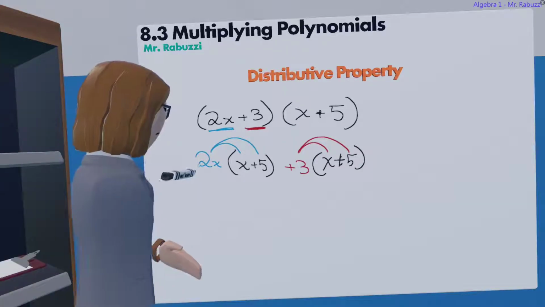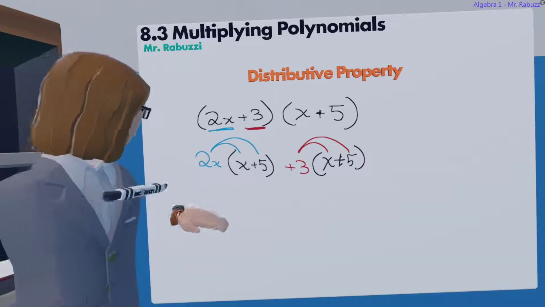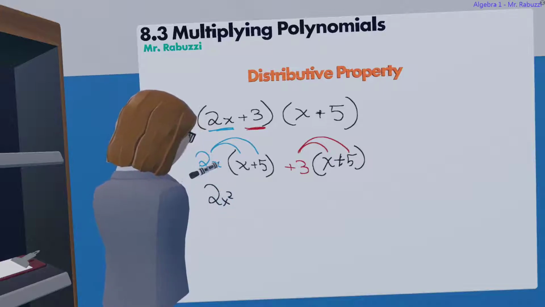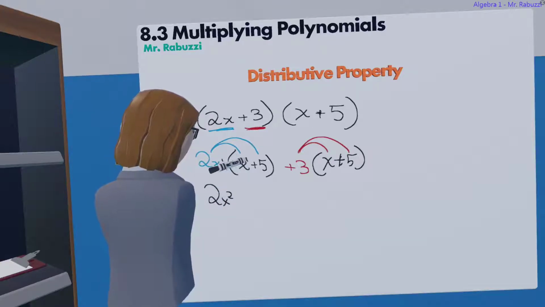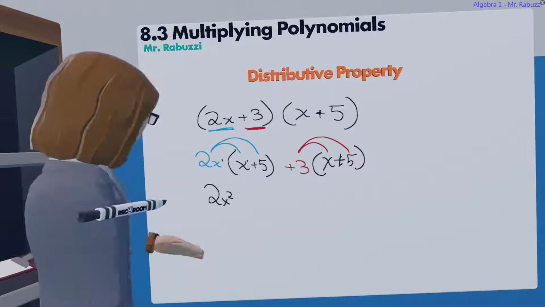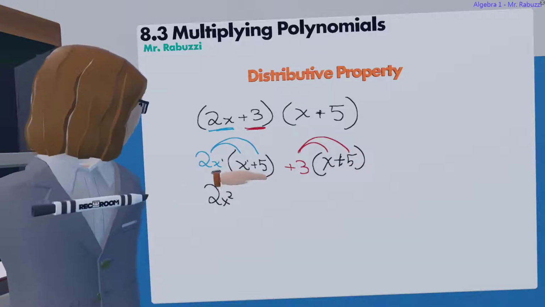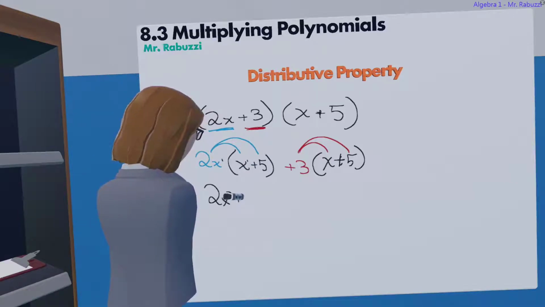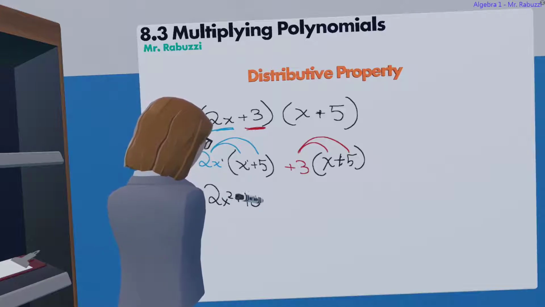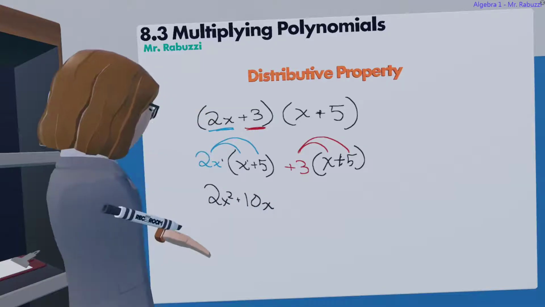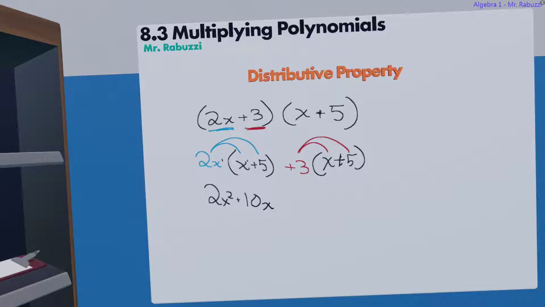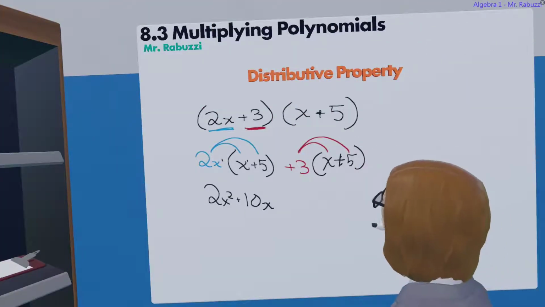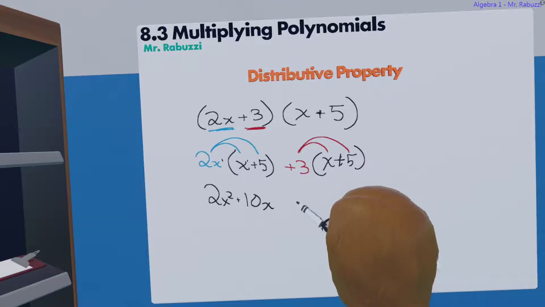Let's start on here. 2x times x, 2x squared, right? Because there's an invisible 1, invisible 1. Add up the exponents when we multiply the bases. 2x times 5. Well, it's going to be positive, so put plus. And 2 times 5 is 10x. Okay? Then over here, we have 3 times x. Well, it's positive.